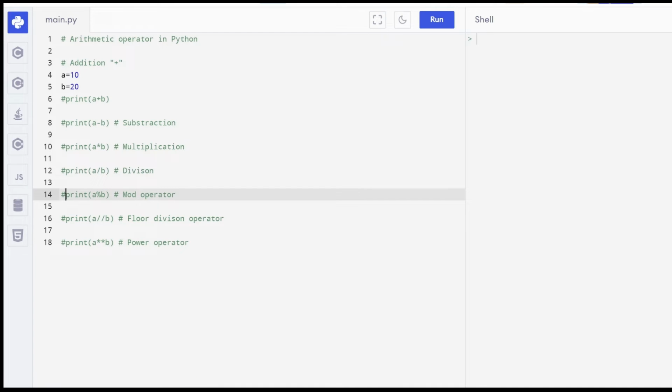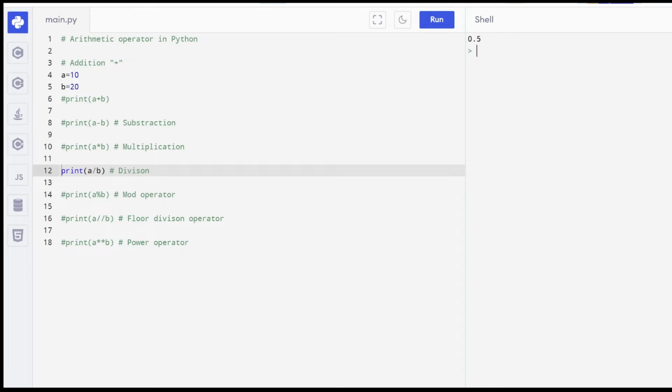So the next operator is the division operator. It is the usual division that we do in mathematics. So I will uncomment it. Print of a slash b means division of a by b. When we divide 10 by 20, the answer will be 0.5. You can see here in the output.